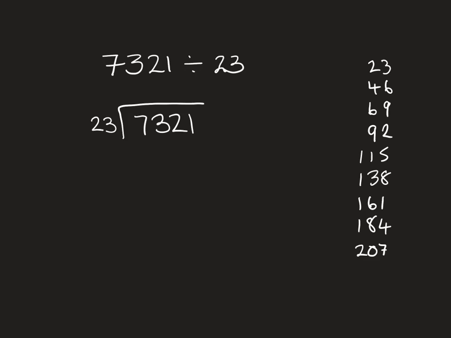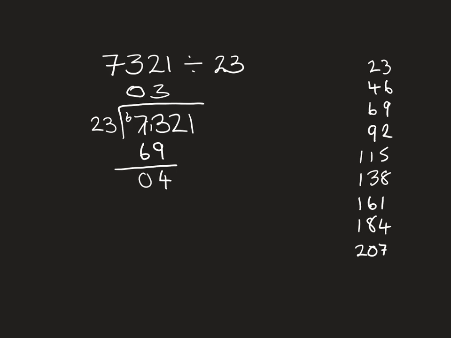So again, how many 23s go into 7? So 0. And then I've got 73. So how many 23s go into 73? So again, I look down my 23 times table. 69 without going over. How many is that? 1, 2, 3. So 73 take away 69 is 4. Because I can exchange across. So 9 to 13 take away 9 is 4.